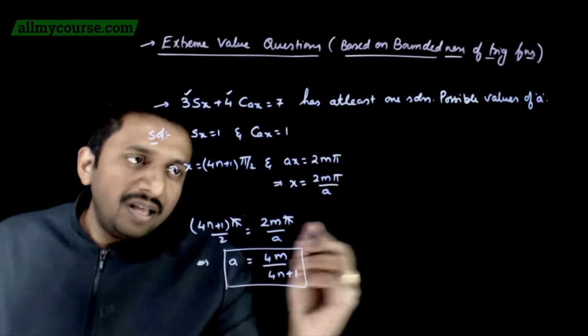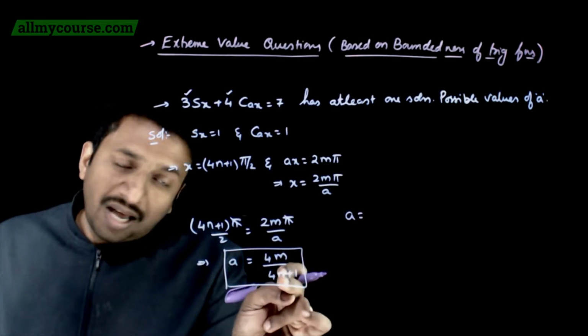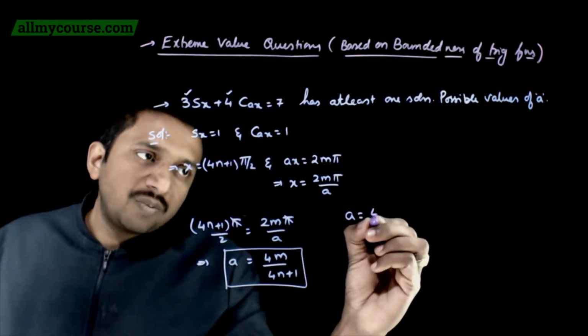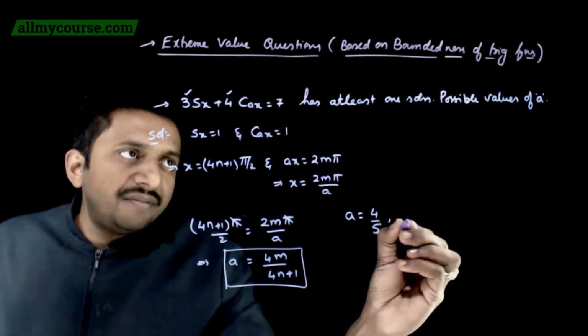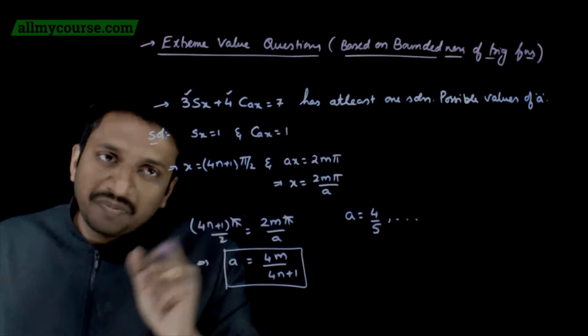For example, a can be of the form, m is equal to 1, I'll put n is equal to 1. That is 4 by 4 plus 1, which is 4 by 5. So on, you can have different values of a which satisfy this condition.